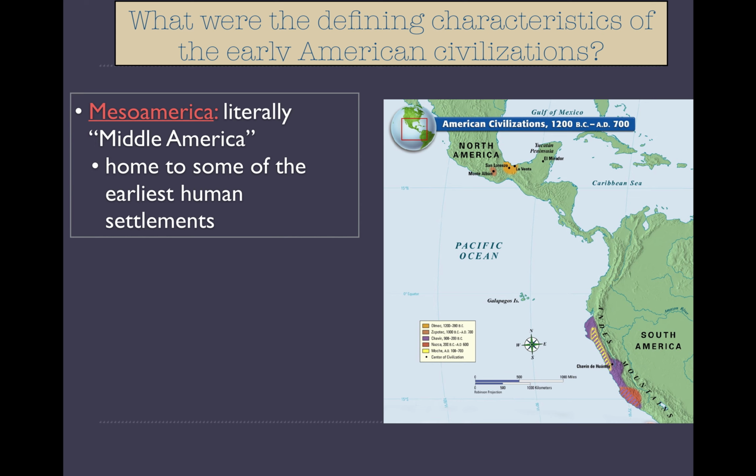So we're going to start off by understanding a term that you're going to hear right now. That term that you see highlighted in red, Mesoamerica, please put that on the left-hand side of your notes. And on the right-hand side, please write down the definition, which is that this term literally means Middle America. And this area of the world is home to some of the earliest human settlements.